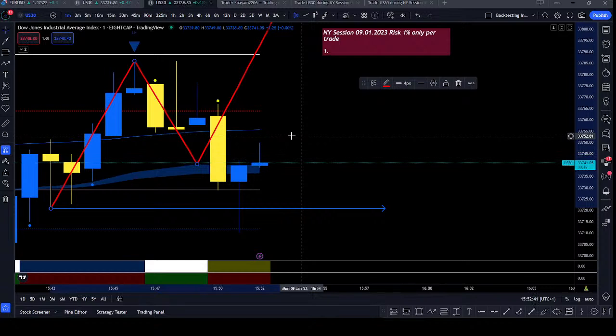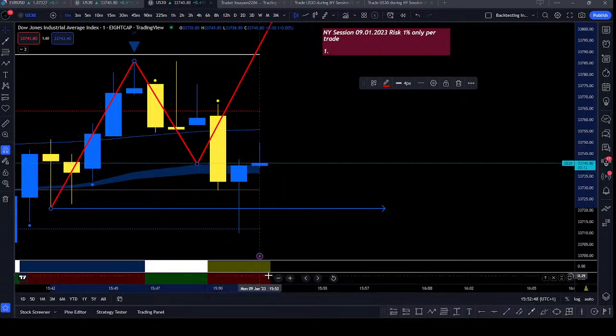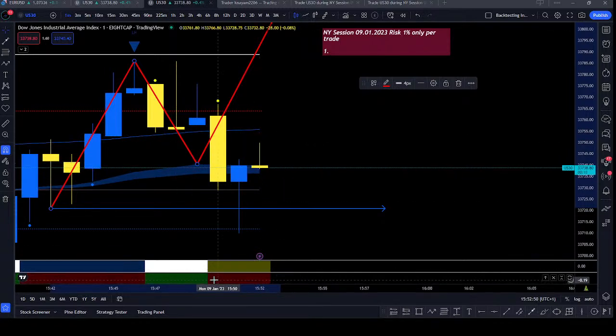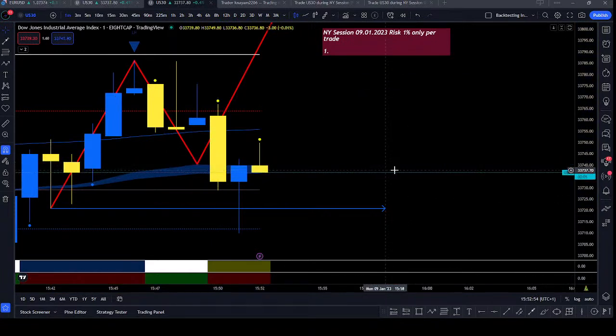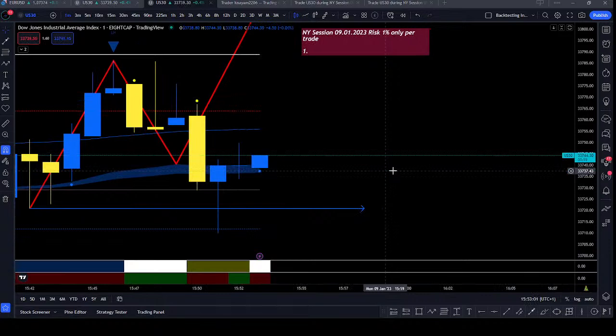I don't have a continuation pattern. I don't have the price closing above the trend pivots. I don't have any confirmation from my Edger master confirmation or Edger volume gates. So nothing is in my favor right now. So it's better for me to just stay out of the market and wait for a proper structure to form. That is what I'm looking for.